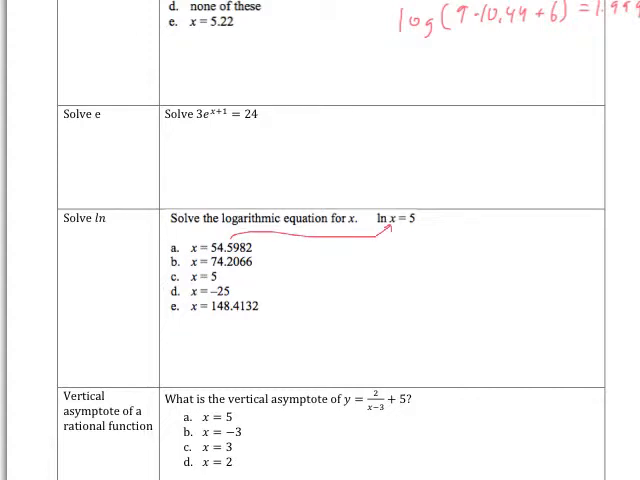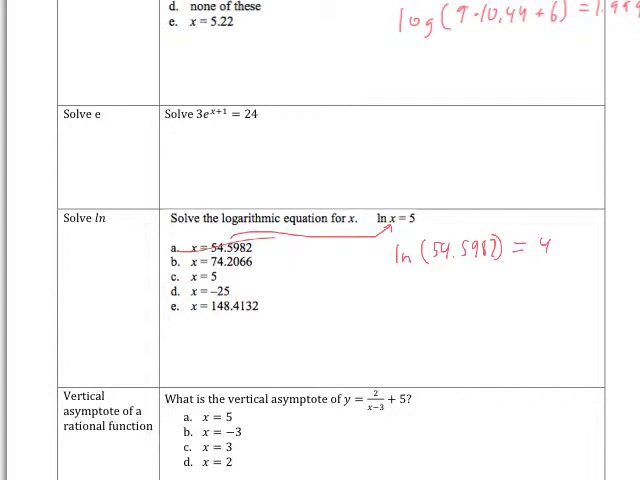Just natural log. ln is a button on the left hand side of your calculator, so you would just ln, calculator puts a parenthesis there, and then you type in 54.5982. Does that actually give you 5? So natural log, I'm doing this myself, 54.5982, and that gives me exactly 4. So that's not it. It's probably the next one.